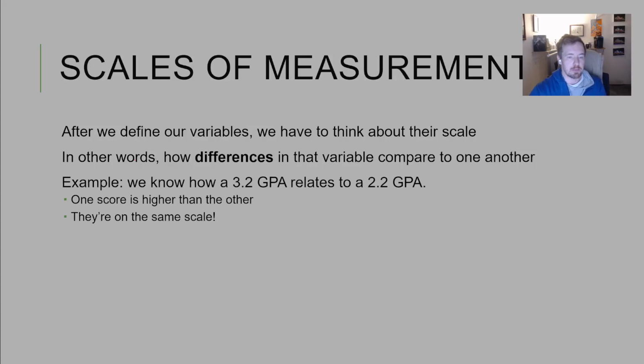So here is an example. We know that a 3.2 GPA is higher than a 2.2 GPA. Why? Well, because one value is higher than the other. But we also have a general idea about how much higher that is, right? Because you know that's basically a letter grade above. 3.2 is a letter grade above a 2.2. They are on the same scale.